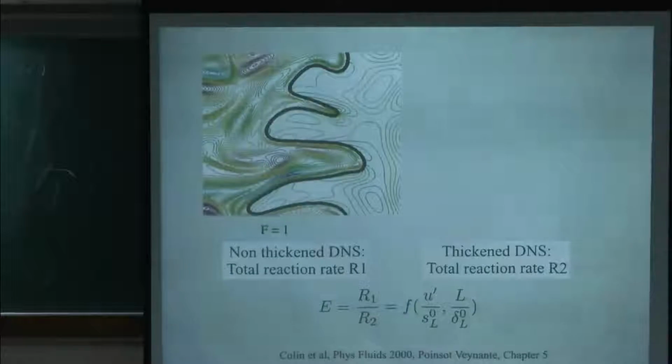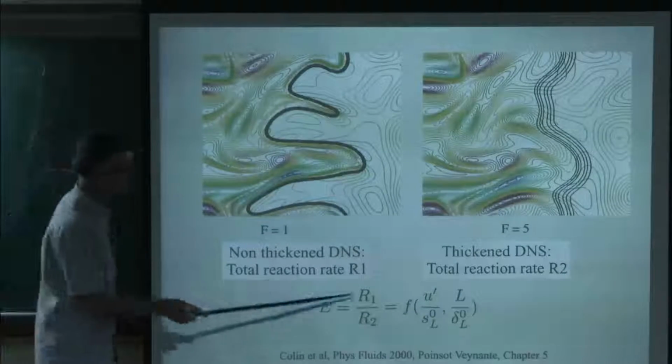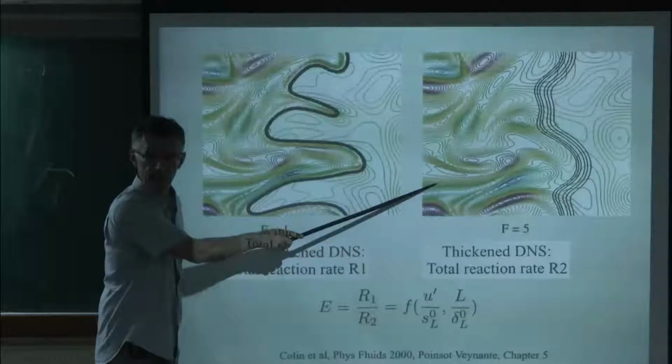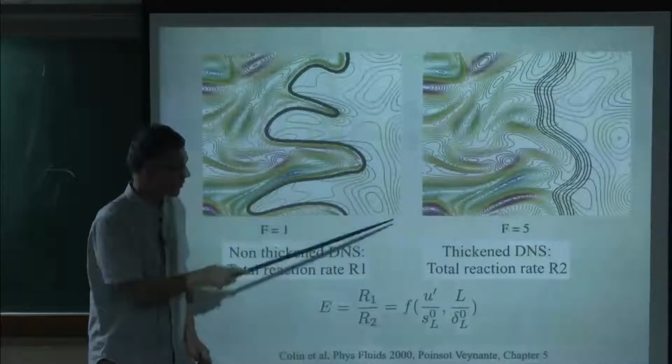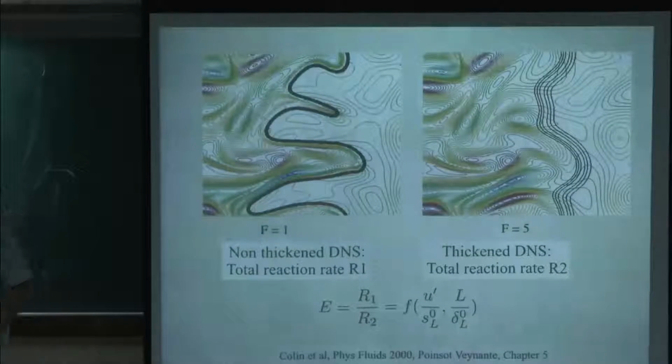The ratio of R1 and R2. Yeah, R1 over R2, those are the reaction rates. This is the reaction rate here, and this is the reaction rate there. And it depends on these parameters which are here and on the thickening.